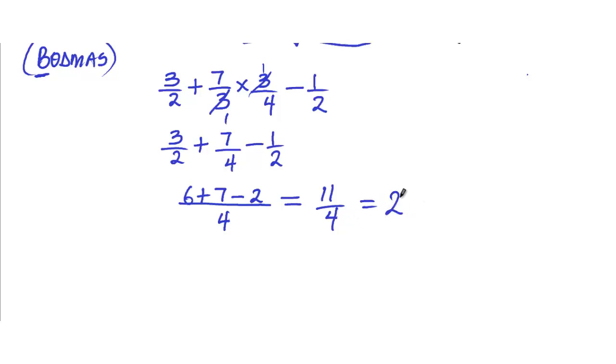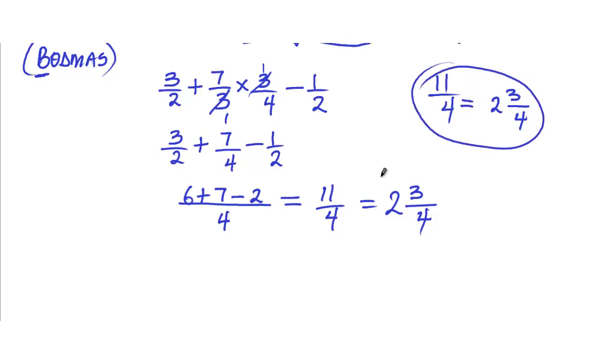4 times 2, 8, 9, 10, 11. That's 3 over 4. Somebody may be like, how did I get it? We have 11 over 4. How many 4 can you see in 11? It can only go twice, right? So then it will have a remainder of 3. So that is 3 over 4. So 4 times 2, 8, 9, 10, 11. That's how we got 11. 2 whole number 3 over 4.